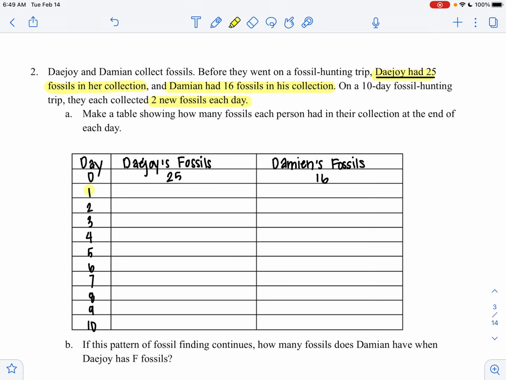Then on day 1 of the trip, both of them get 2 new fossils. So Dayjoy ends up with 27, that's 2 new fossils, and Damien ends up with 18, that's 2 new fossils. And we can continue this pattern down the table, adding 2 on each day, because for each day of the trip, they collect 2 more fossils.